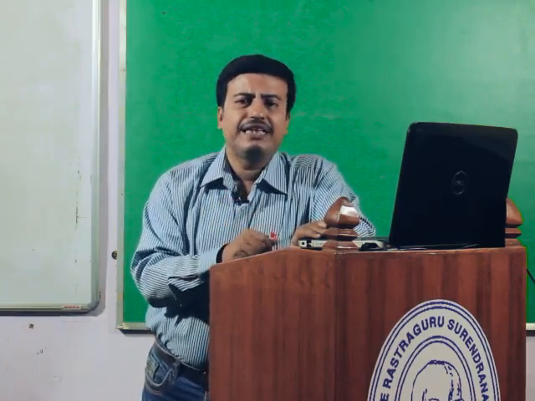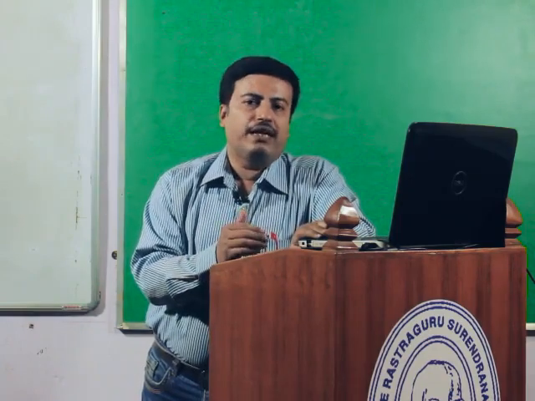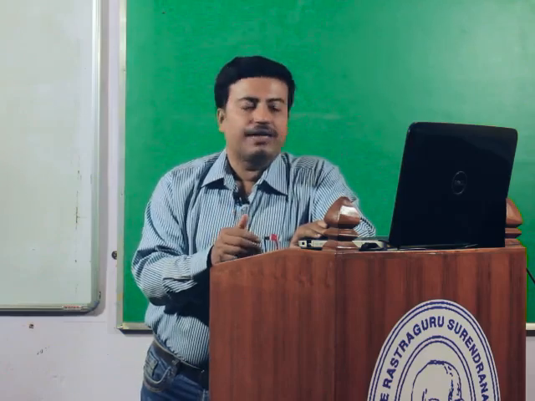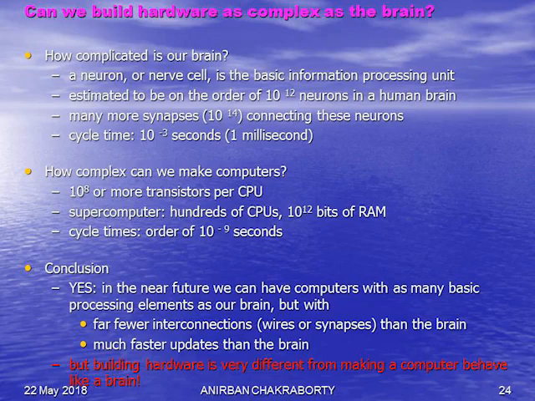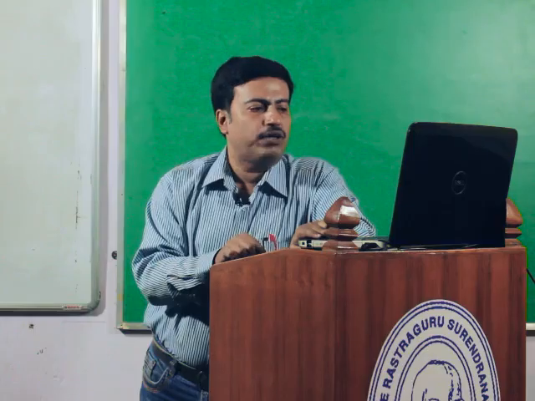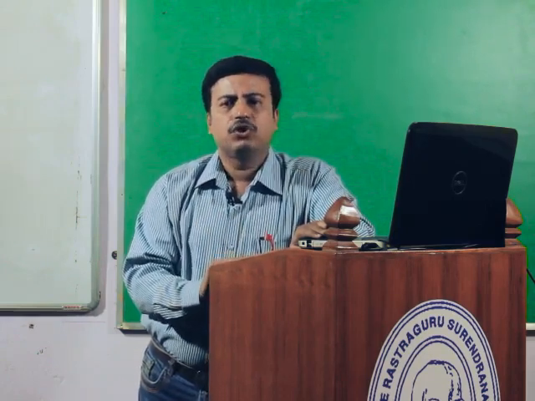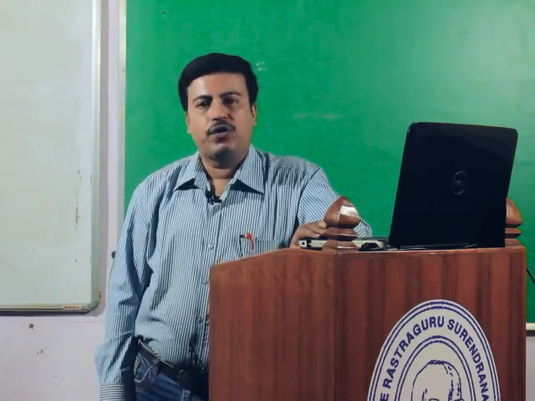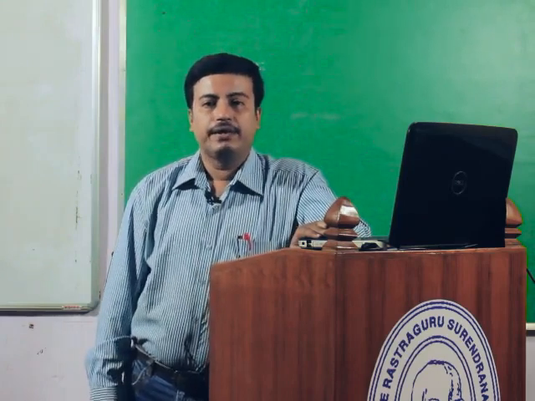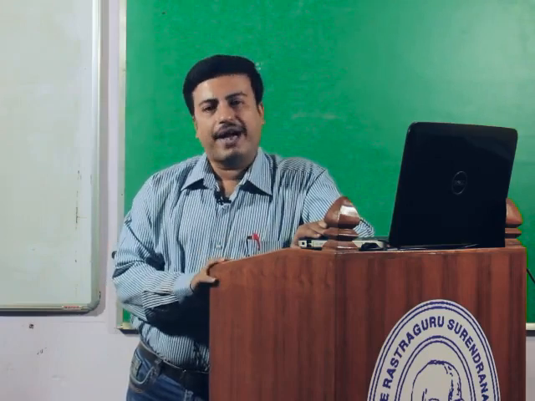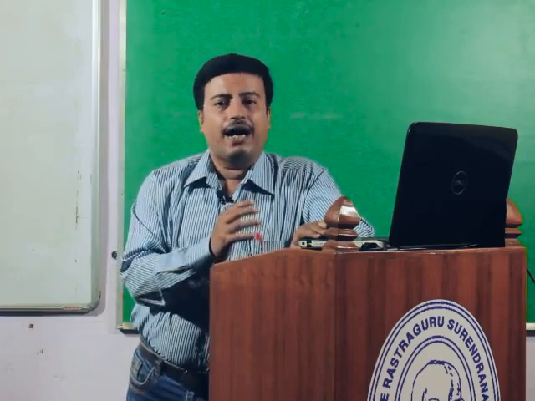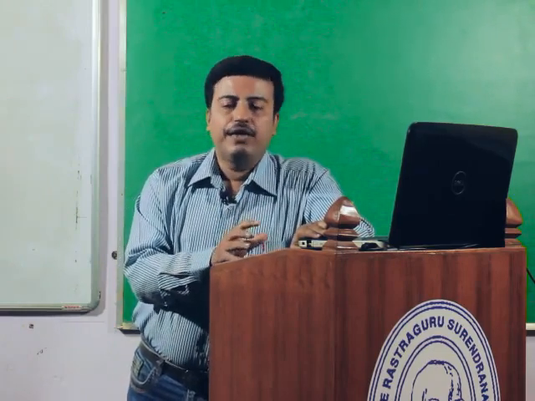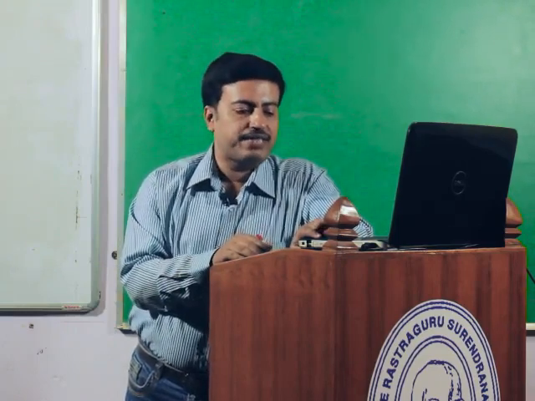Next, look at the heart of a computer. What's there? In a computer CPU, there are 10 to the power 8 or more transistors, and supercomputers possess hundreds of CPUs, and the cycle time is much less than that of the human brain. It's of the order of 10 to the power minus 9 or even less. So what's the conclusion? In the near future, we can make hardware that may be a replica of the human brain. But one thing we should keep in mind is that just making hardware like the human brain is far different from getting the human brain at the hardware level. This is really a very challenging fact.